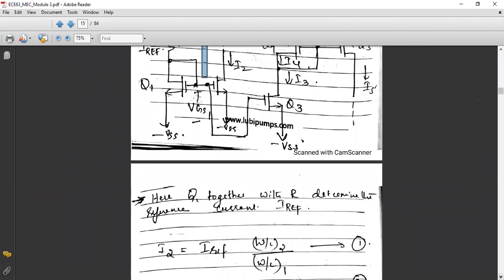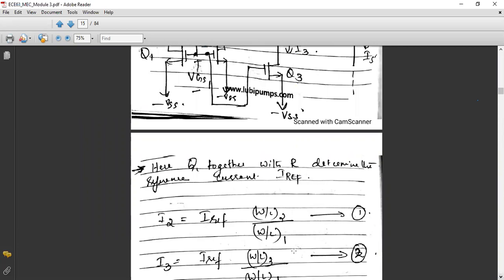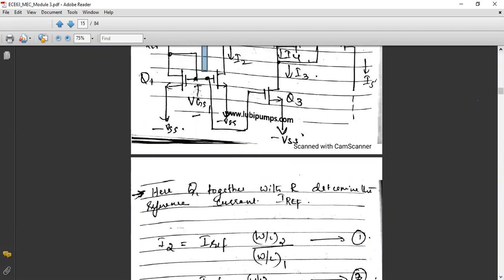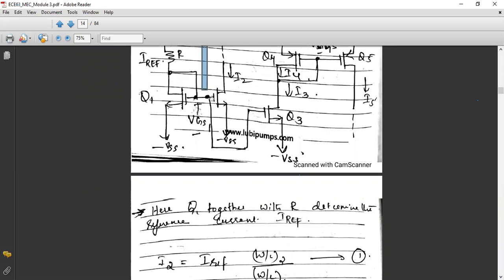So here the output current I2 is determined by the reference current IREF. So you have a relation between I2 and I reference. Output current is equal to reference current times the ratio of the two aspect ratios. Similarly, how is I3 defined? Again, you can see I3 is determined by I reference, because the gate of Q1 is connected to the gate of Q2. Similarly, the gate of Q1 is also connected to the gate of Q3.